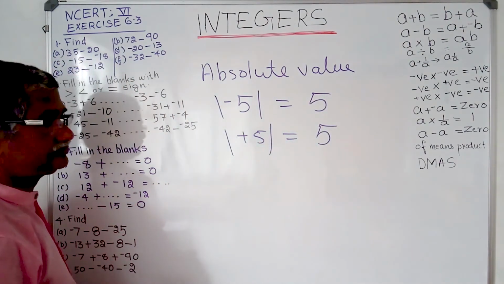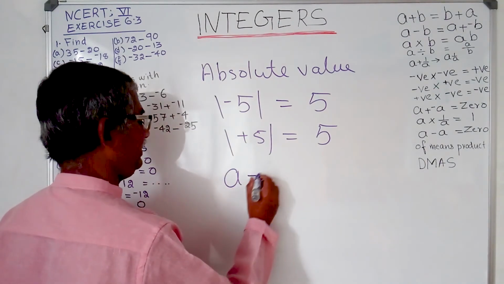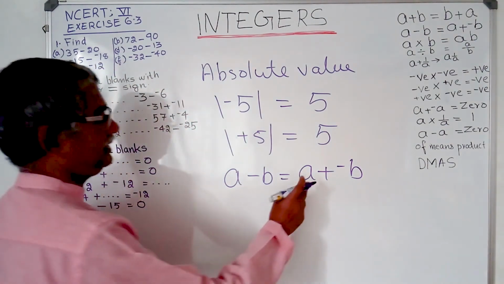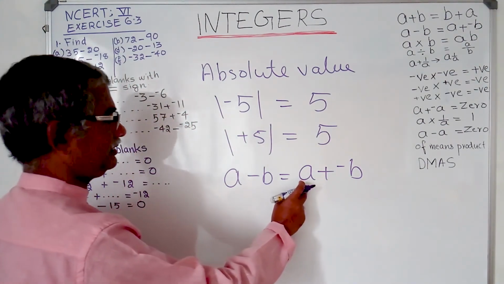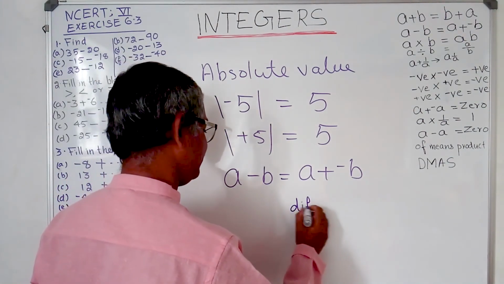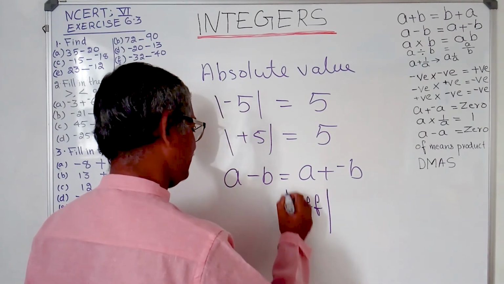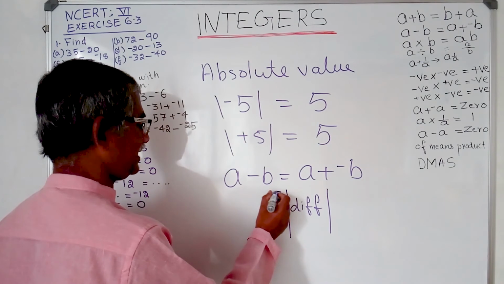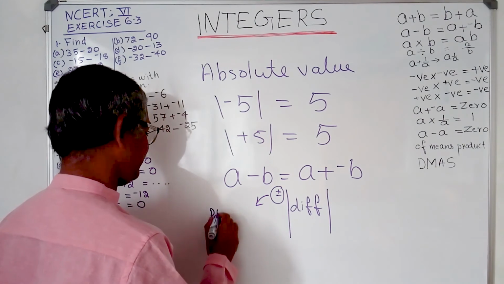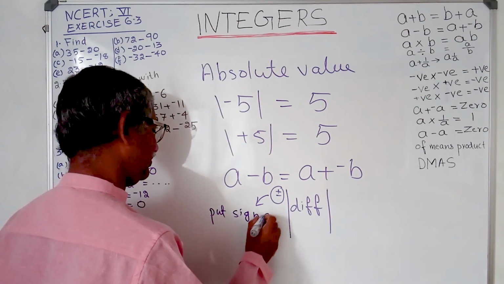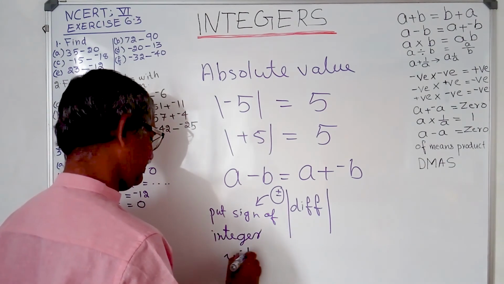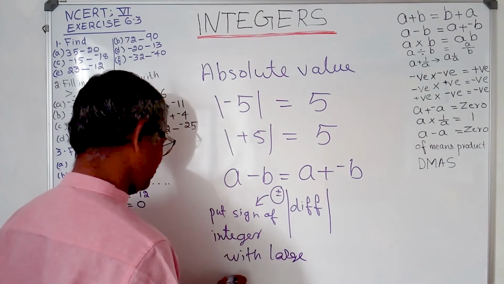Do not forget, to subtract a number from a, what can we do? a plus negative b. How can we find the value of a plus negative b? Take the difference of absolute values. What will be the sign here, negative or positive? How can we find it? Put the sign of the integer with the larger absolute value.